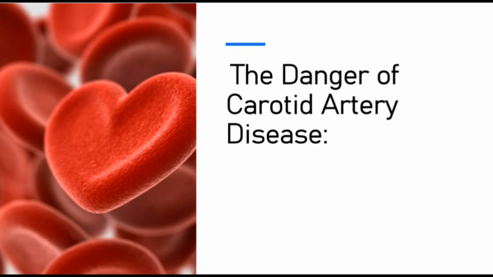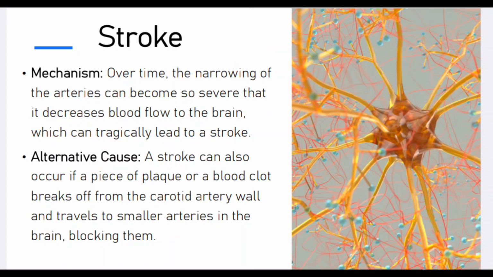Let's understand the dangers of carotid artery disease. Stroke mechanism. Over time, the narrowing of the arteries can become so severe that it decreases the blood flow to the brain, which can typically lead to a stroke. An alternative cause: a stroke can also occur if a piece of plaque or a blood clot breaks off from the carotid artery wall and travels to the smaller arteries in the brain, blocking them.